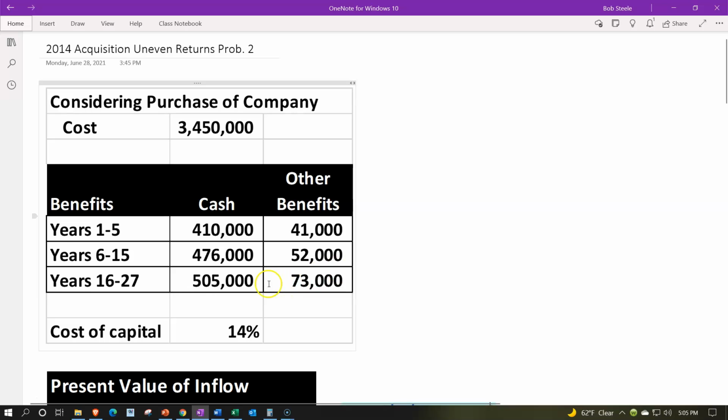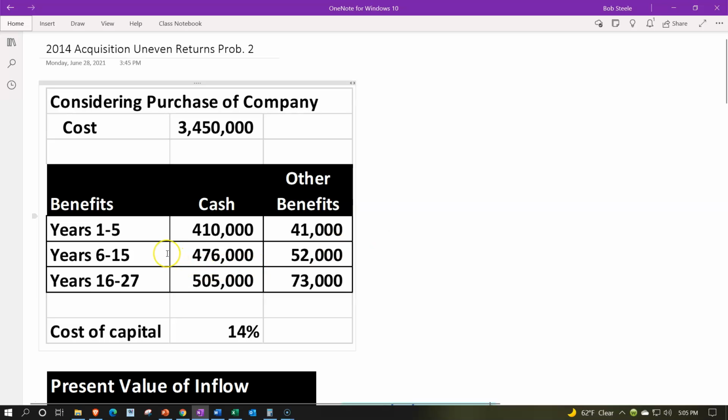We're going to say for years 1 through 5, we have the inflow of $410,000 plus other benefits. Those other benefits are not coming from the new company, we're going to imagine, but through increased production in our company due to us being connected together. We can call them synergistic increases, basically.